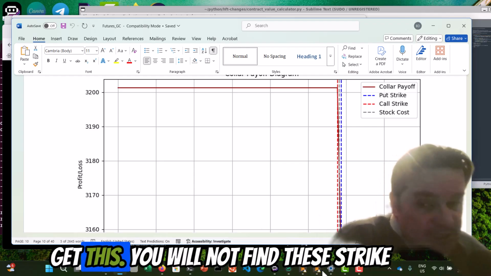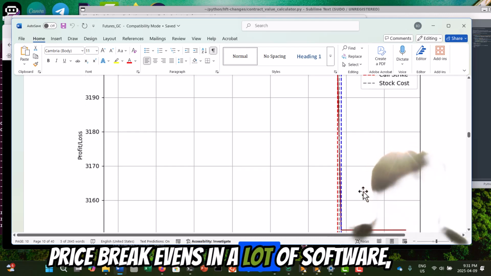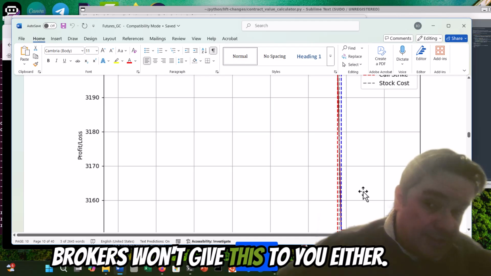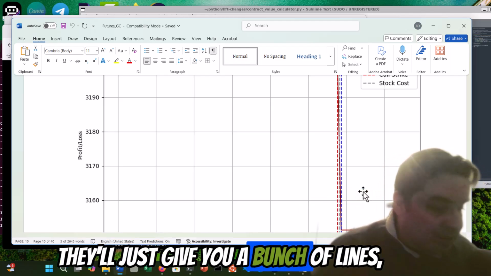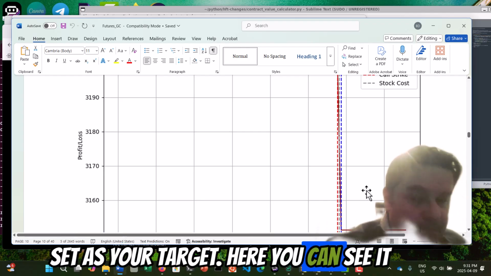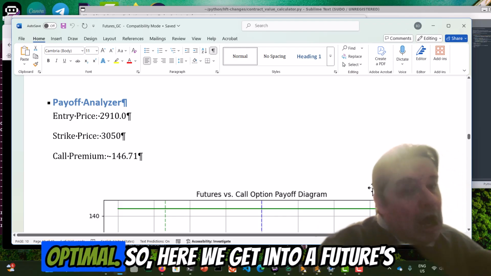You will not find these strike price break evens in a lot of software, especially in TWS, because I looked. Your brokers won't give this to you either. They'll just give you a bunch of lines, but they don't give you what you should set as your target. Here you can see it based upon what it thinks is optimal.